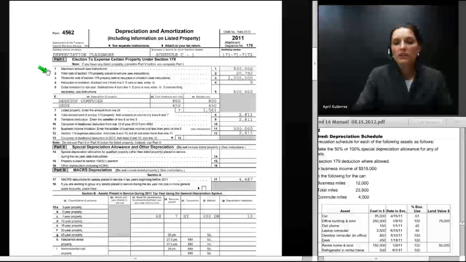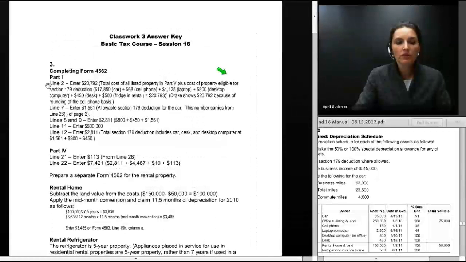The total cost of Section 179 property placed in service during the year. We've entered $20,792. Where did that number come from? Well, in line 2, we take the total cost of all listed property in Part 5 of Form 4562, plus the cost of property eligible for the Section 179 deduction. So essentially, we had the $17,850 cost of the car, plus the $68 cost of the cell phone, $1,125 laptop, $800 for the desktop computer, $450 for the desk, plus the $500 cost associated with the fridge that is used in a completely different activity.